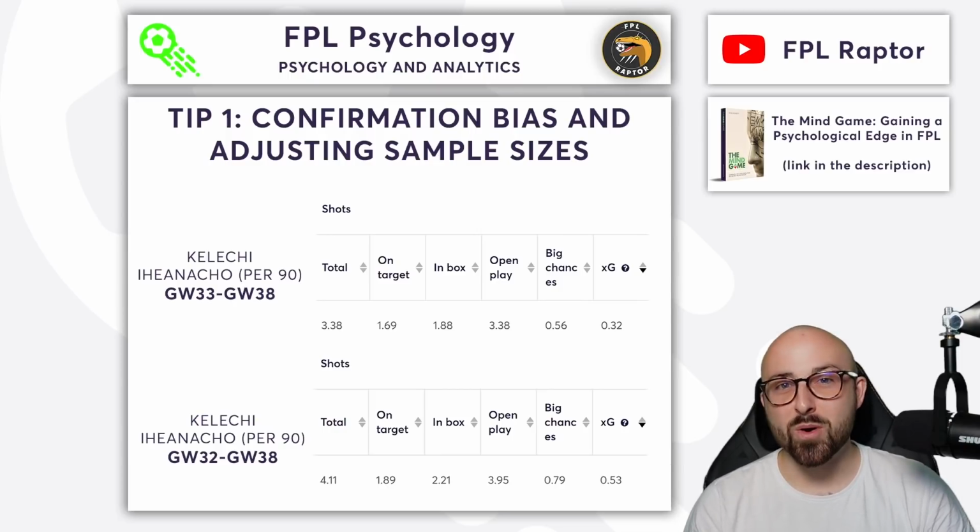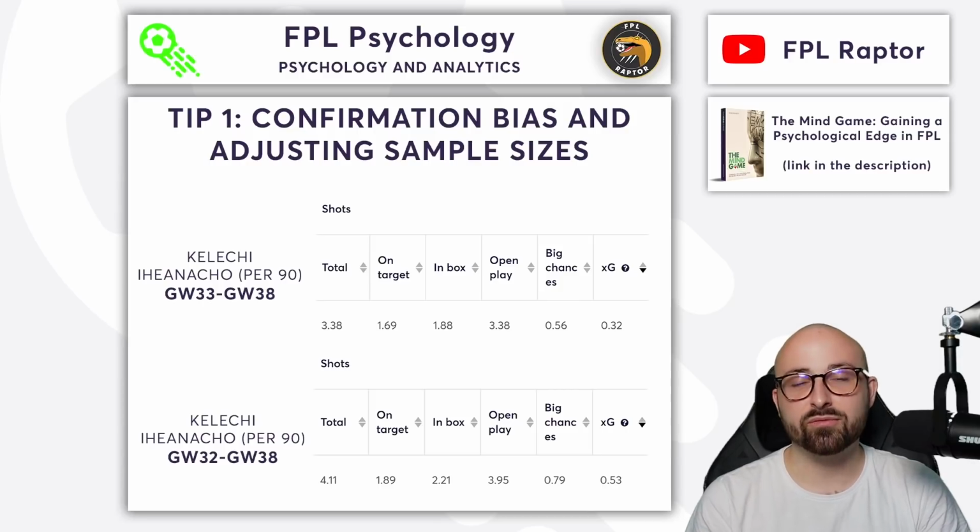Shots in the box go from 1.88 to 2.21. Open play shots go from 3.38 to 3.95. Big chances 0.56 to 0.79. And XG 0.32 to 0.53.